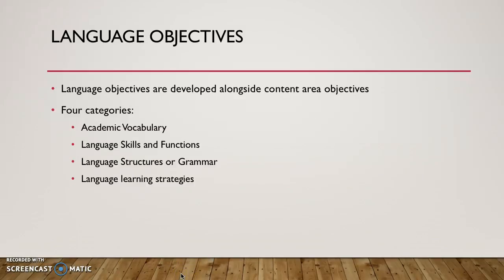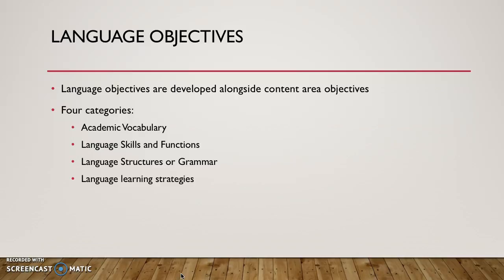Okay, and language objectives should be developed alongside content area objectives. So there's basically 4 categories of language objectives. The academic vocabulary, so that's fairly self-explanatory. They're the content specific terms that are necessary for the lesson. Language skills and functions, that's how we use the language. Language structures or grammar. For example, the passive voice might be especially tricky for many ELL students.